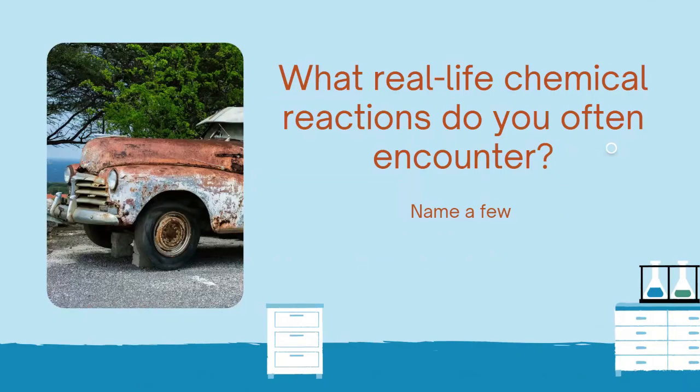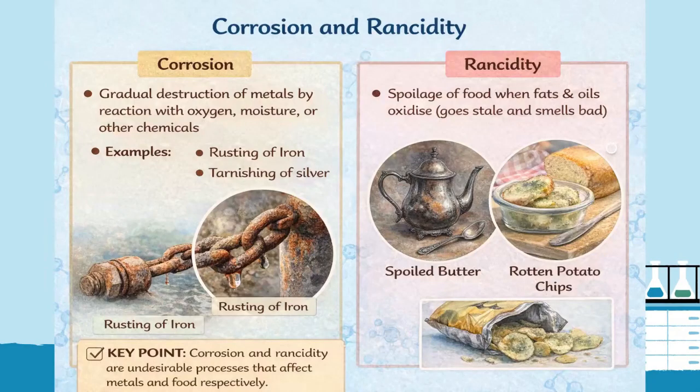So have you seen in real life some reactions like this where something is getting oxidized? You can name a few in the comment box. Very good, smart people. You can see there is rust happening in this car, right? So, rusting, very good. Any other examples you know? You can write in the comment section. Very good, students. So, we are heading towards corrosion and rancidity.